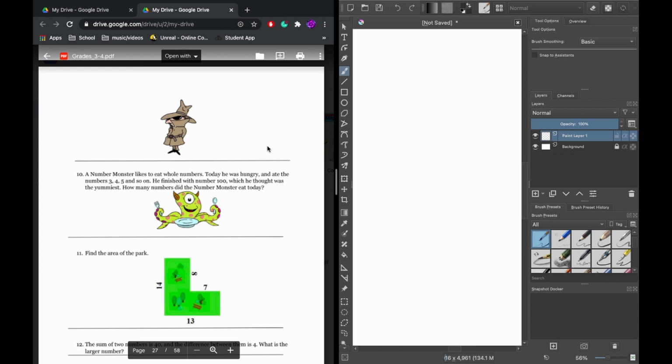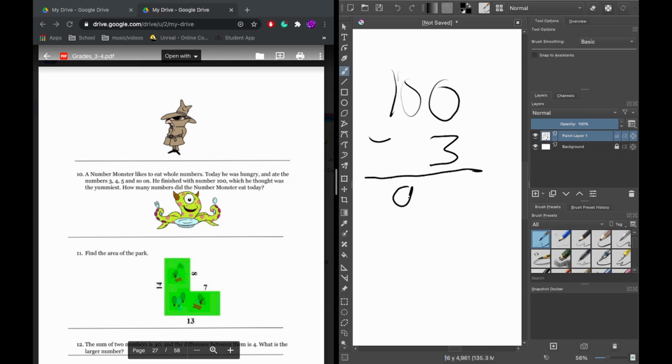Okay. A number monster likes to eat whole numbers. Today he was hungry and ate the numbers 3, 4, 5, and so on. He finished with the number 100, which he thought was the youngest. How many numbers did the number monster eat today? Basically, we would do 100 minus 3, and we would get 97. And then we do plus 1, and we get 98.